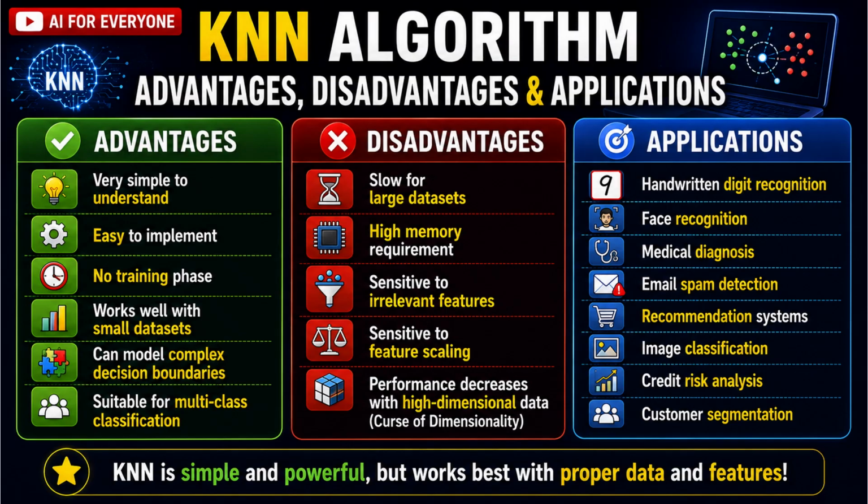Then let's look at the advantages, disadvantages and applications. Advantages: it is very simple to understand. It is easy to implement. There is no training phase. It works well with small data sets. It can model even complex decision boundaries. It is also suitable for multi-class classification.